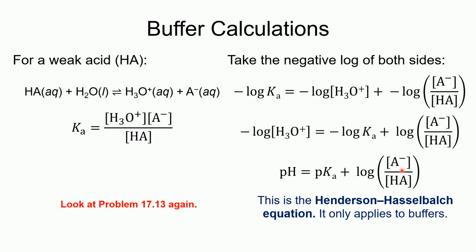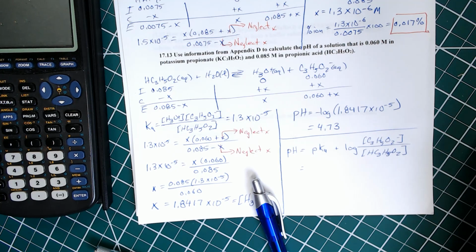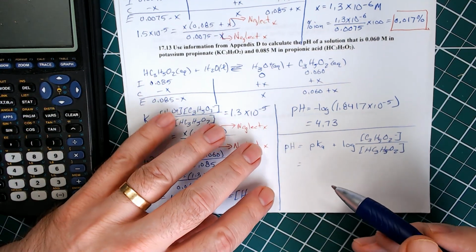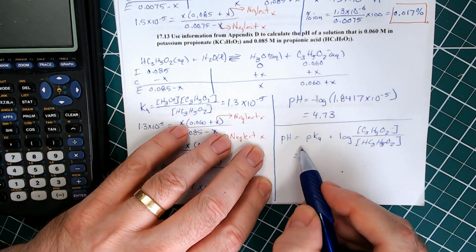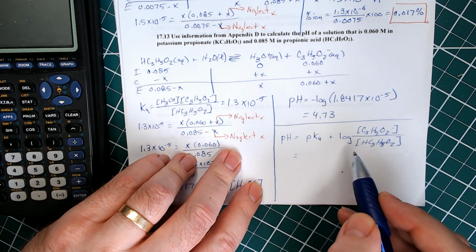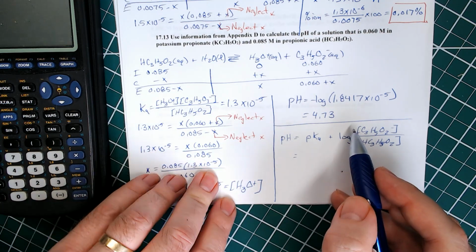In doing so, though, we are assuming that it was okay to neglect X when we did our calculations. Let me explain. We're going to go back to number 13, and I've got it here on my document camera. I've written the Henderson-Hasselbalch equation in terms of this particular reaction.